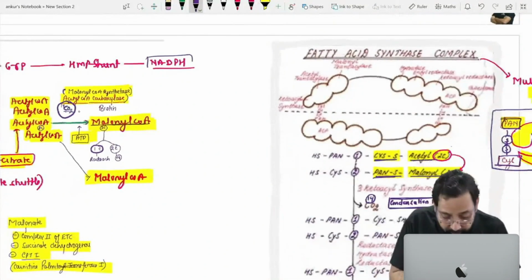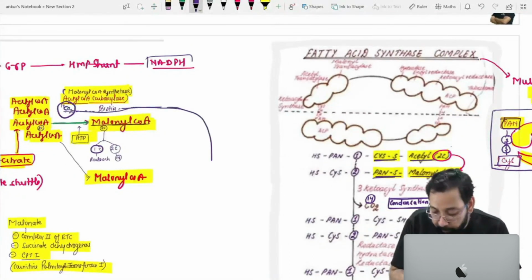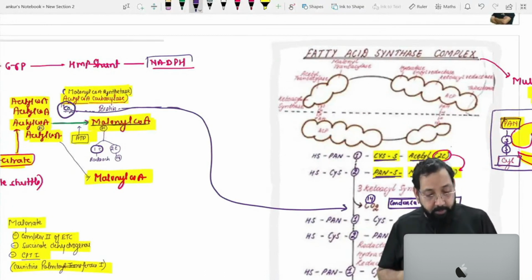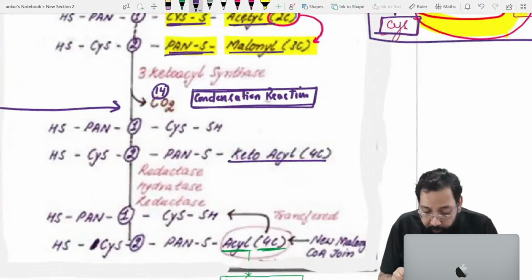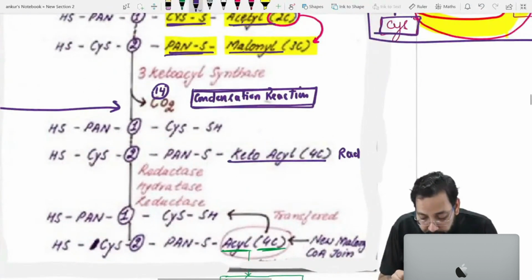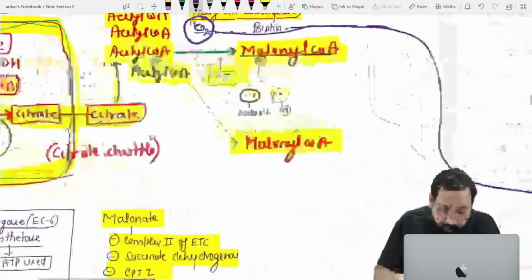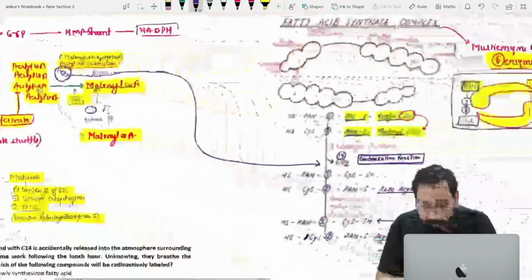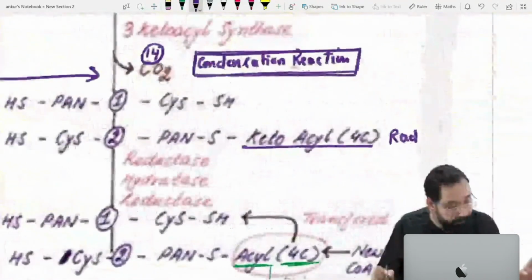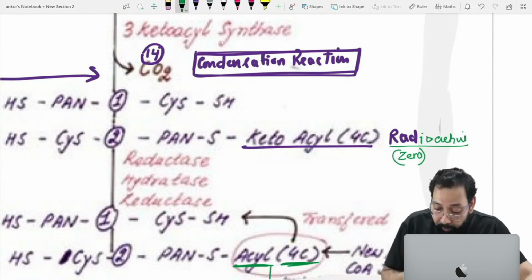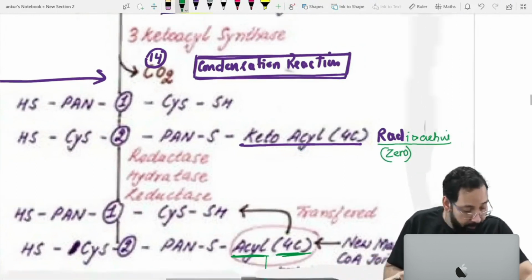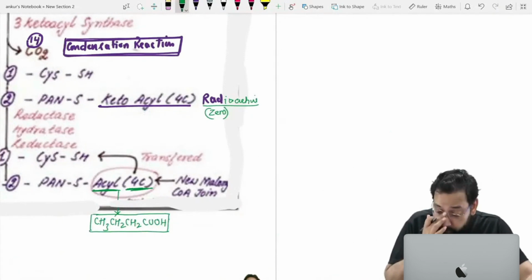So I will write it like this. This means, in this ketoacyl, how many radioactive carbons? If this carbon dioxide is radioactive, in this ketoacyl how many radioactive carbons would be there? Now, what is the structure of ketoacyl?